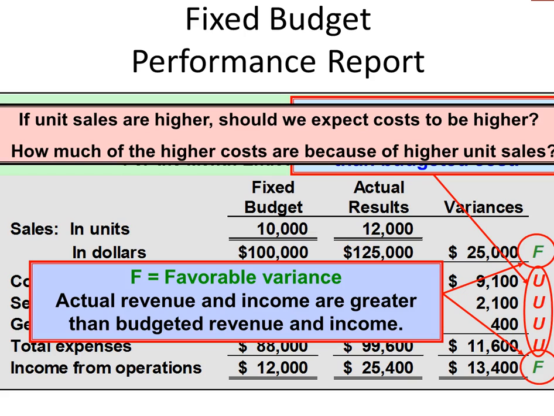So, with a fixed budget performance report, if units, here they have shown you an example of unit sales, are higher, then we should expect costs to be higher. How much cost because of the higher sales? So you're going to get some what's called variance reports, like I said earlier, and you're going to compare each line item, and then that will become favorable or unfavorable against budget. Unfavorable would be greater expenses, or favorable would be lesser expenses or greater revenues.